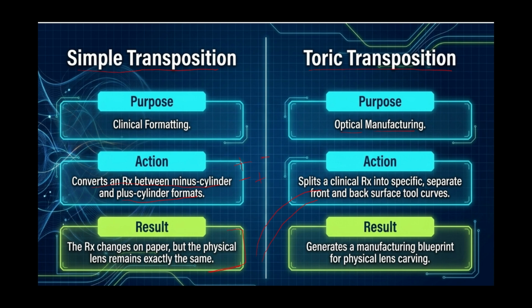So what does that do? It splits a clinical prescription into specific separate front and back surfaces, for us to carve. So finally what happens? The end result is a manufacturing blueprint for a physical lens carving. Unlike simple transposition, which is just a mathematical modification of the patient's prescription, toric transposition is essentially a guide or a blueprint provided to the manufacturer as to how the physical lens has to be carved.